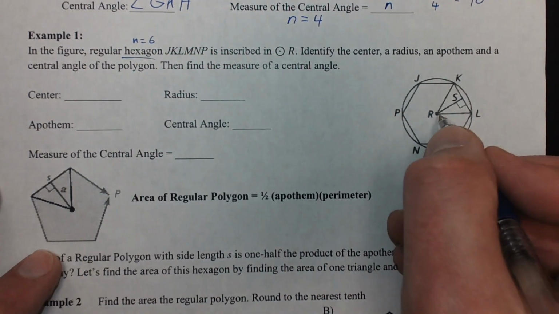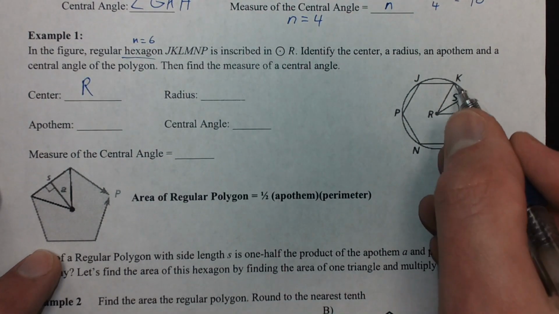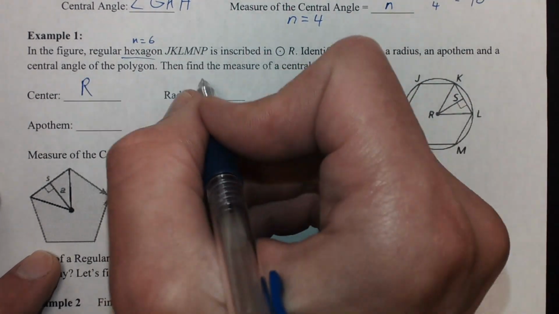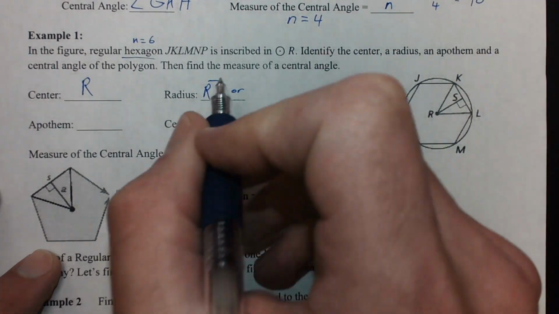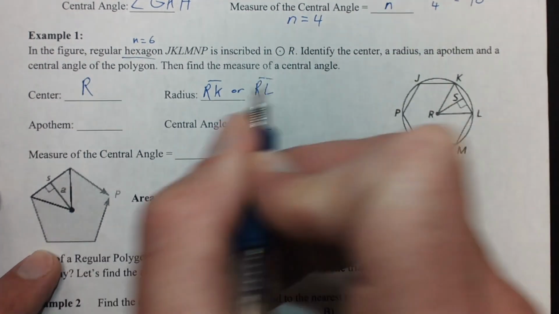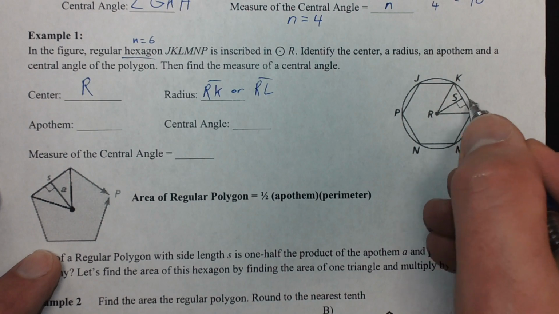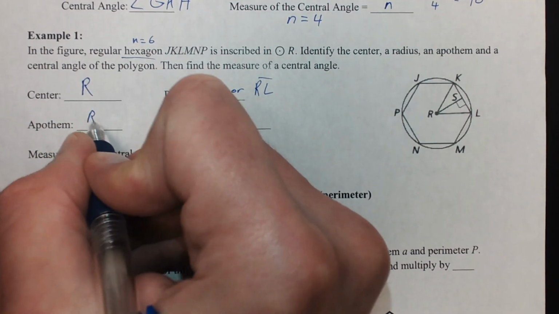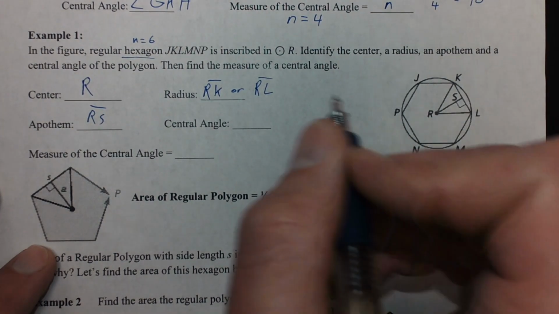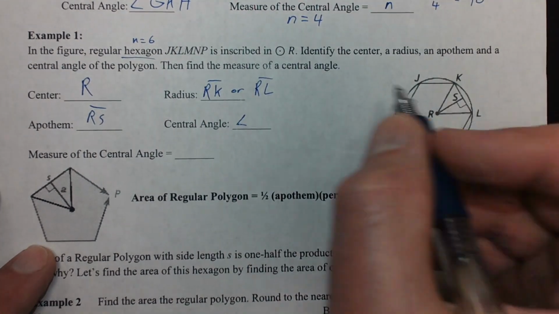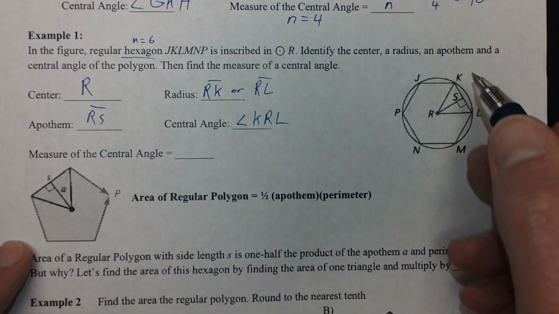So the center, as you can see, is the very center point, which is R. My radius, I can draw a couple: segment RK, or segment RL. The apothem is the one perpendicular to one of the sides. The only apothem example I have here is segment RS. And our central angle, again, we only have one. I'm going to just call it angle KRL. And that's our central angle.